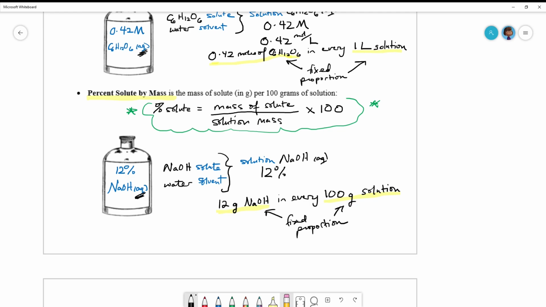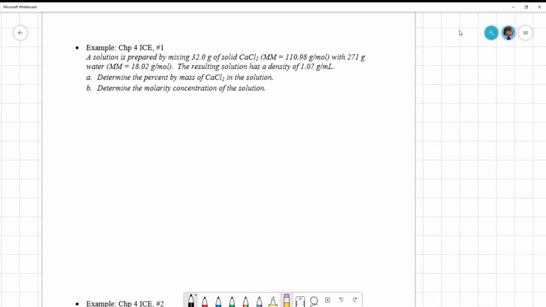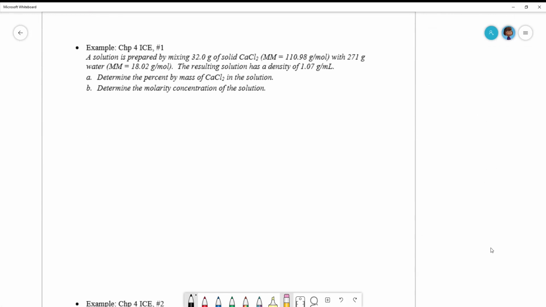Okay. So now we've taken a look at percent solute by mass and molarity. Let's now put this into practice by doing a number of problems. So let's take a look at the first 5 problems that we're going to work through to practice doing concentration problems. So I'm going to scroll down to our examples. So here's the first example from the chapter 4 ICE.